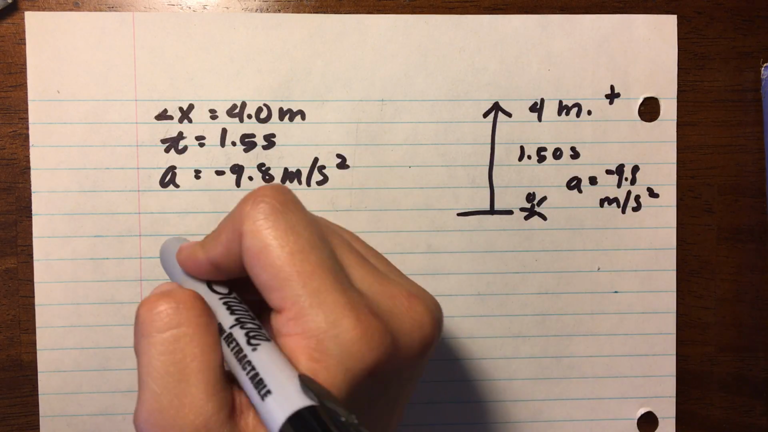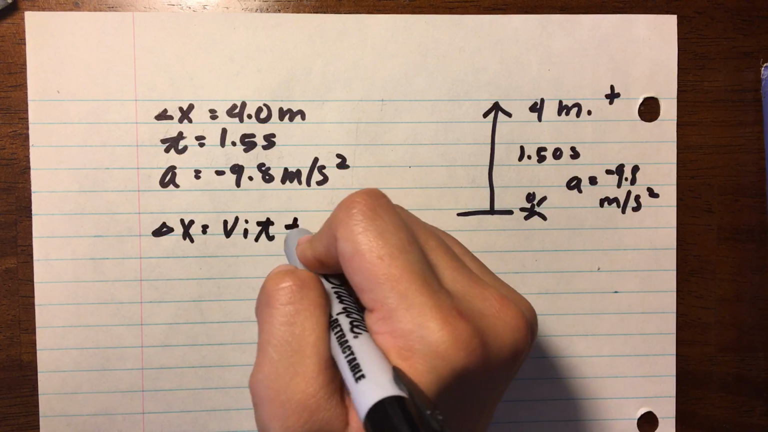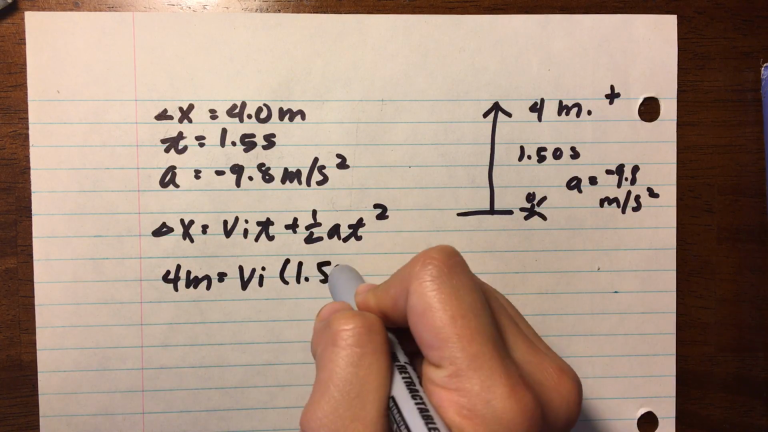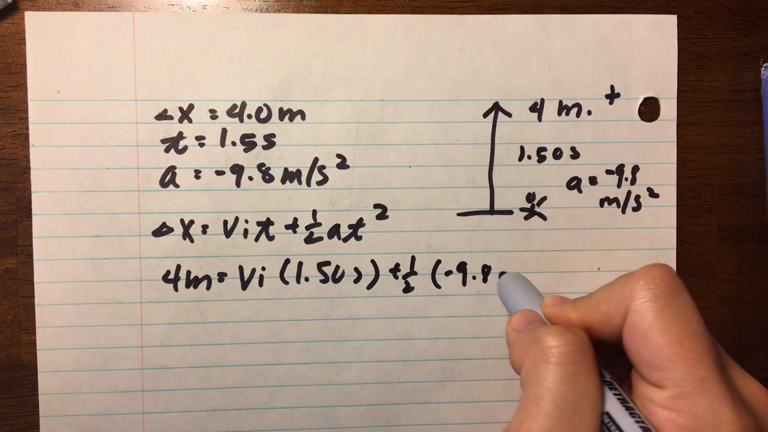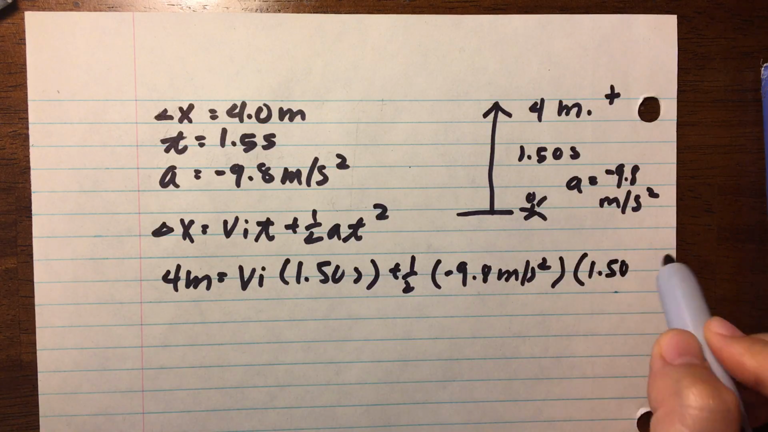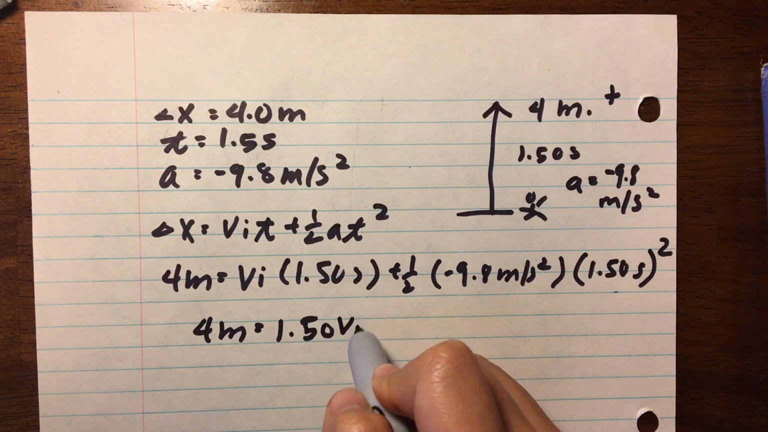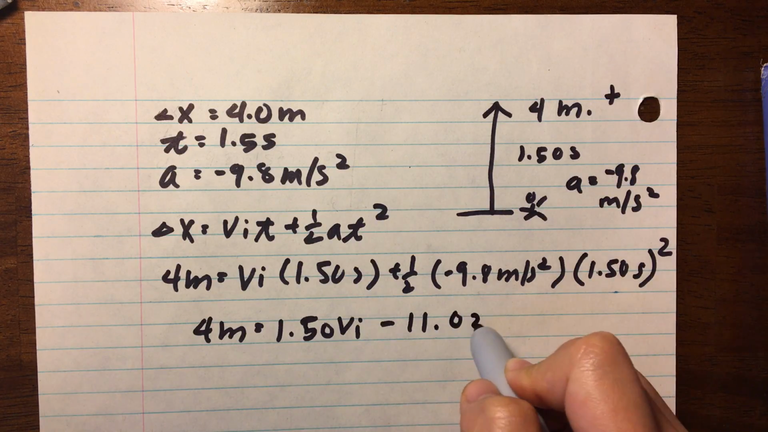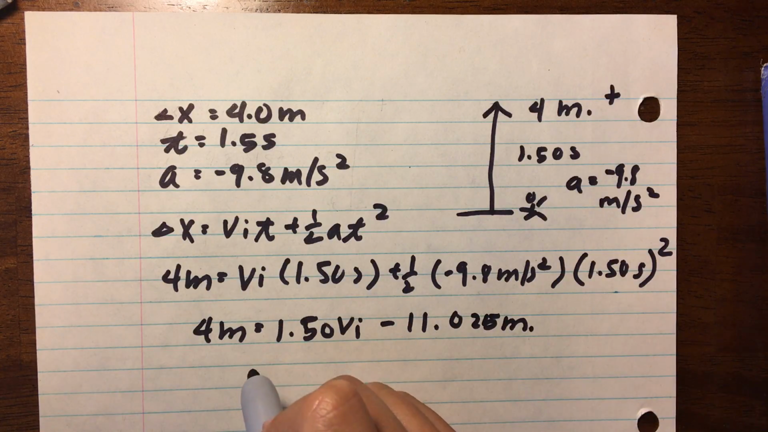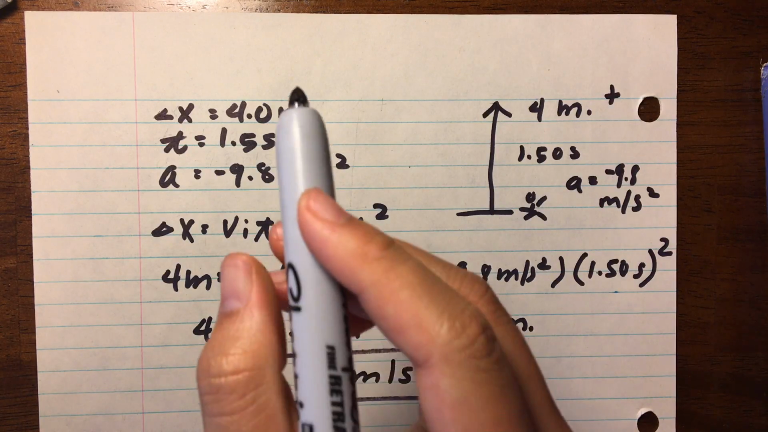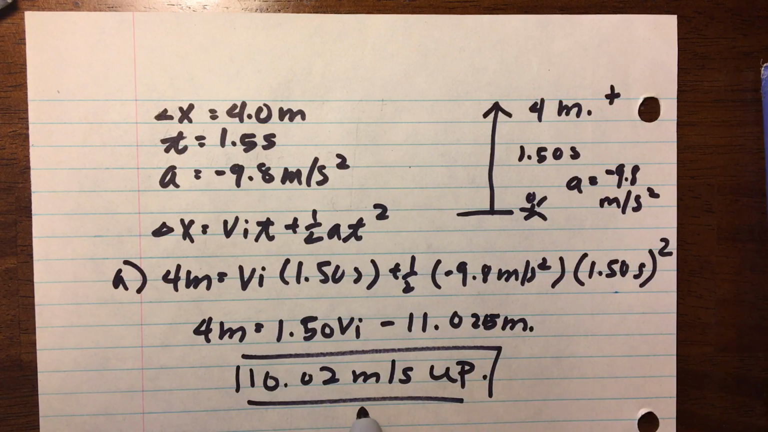From these 3 variables, you can use delta x equals the initial velocity times the time plus 1/2 acceleration times time squared. You substitute the numbers in, and simplify. That leaves you with 10.02 meters per second going up. And that's your answer to A, which is asking for the initial velocity, which you just solved for.